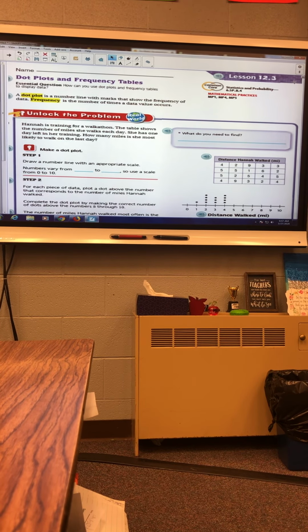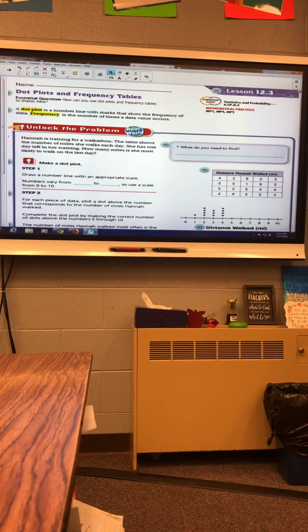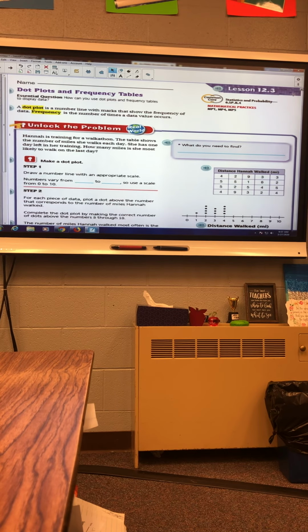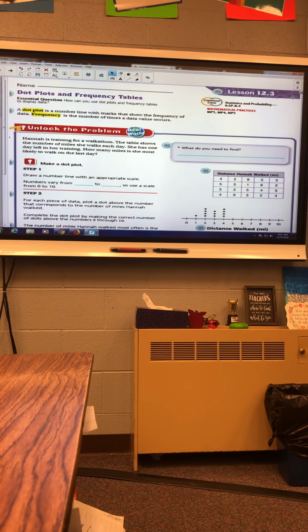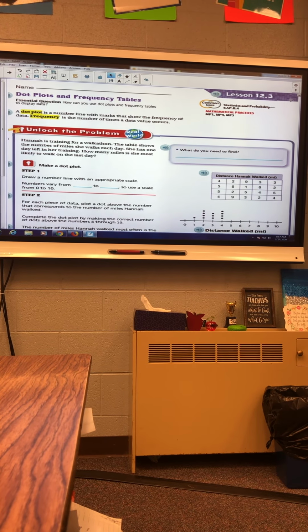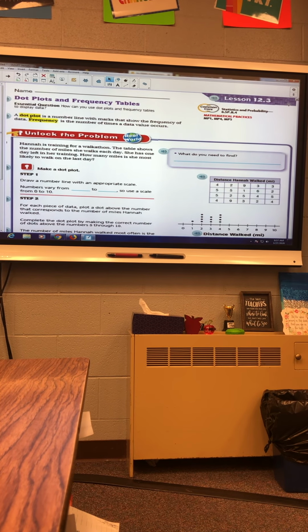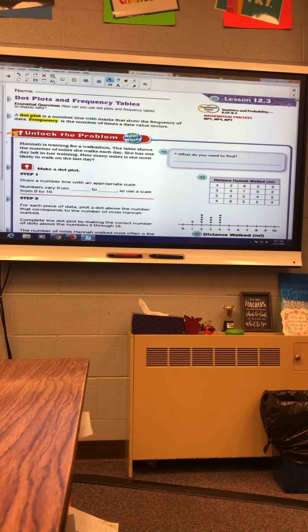So a dot plot is a number line with marks that show the frequency of data. You guys have seen something very similar to this before. In 4th grade you were introduced to line plots. It's the same concept. And frequency is the number of times a data value occurs.